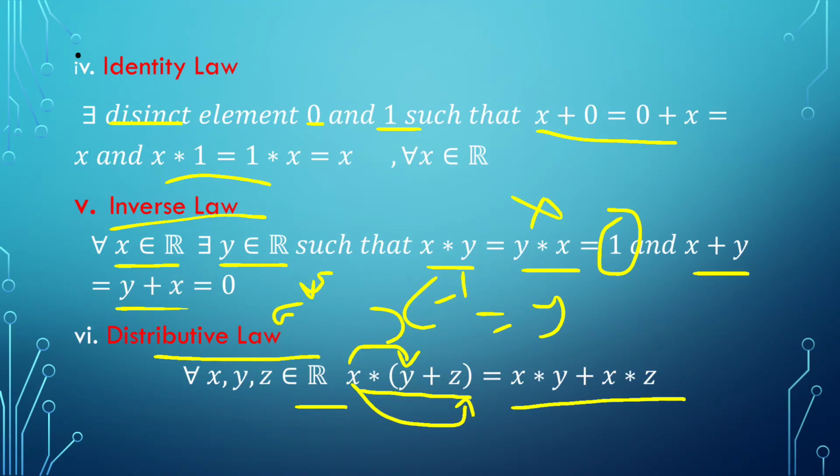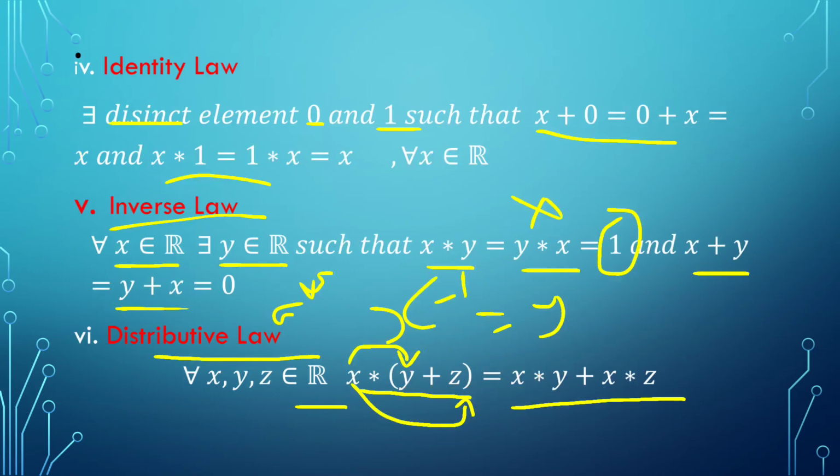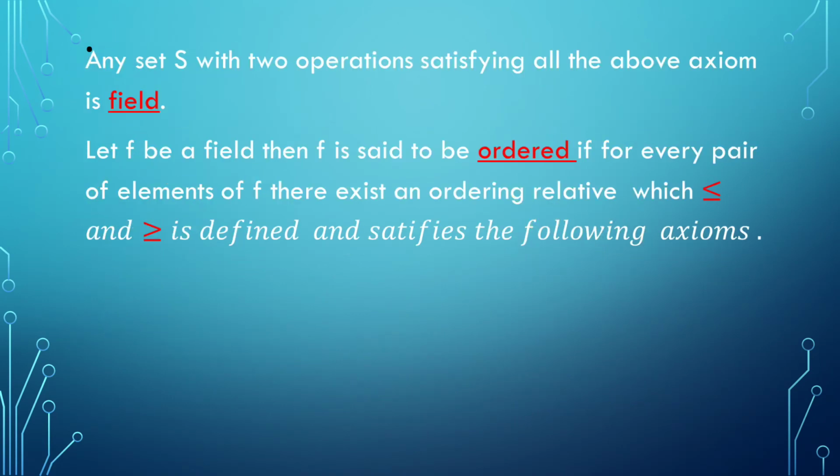Okay, so what have we looked at? We have looked at number 1, closure law, number 2, commutativity law, number 3, associativity law, number 4, identity law, number 5, inverse law, and number 6, distributive law. So those are the key laws in real analysis.